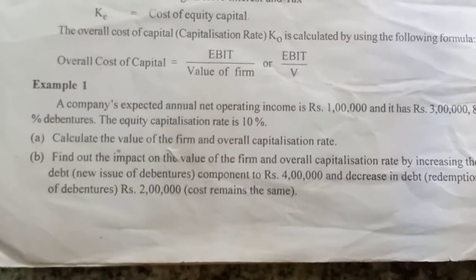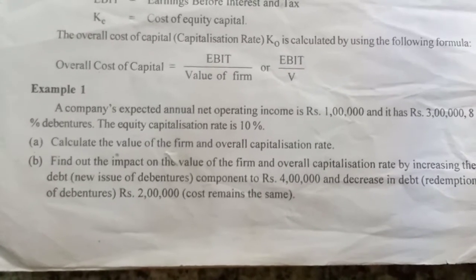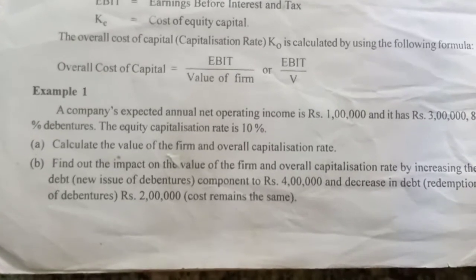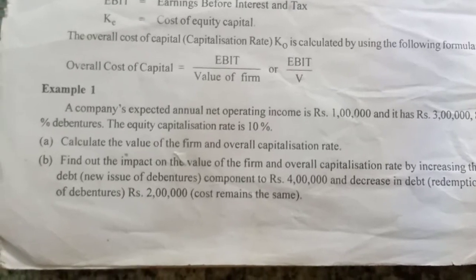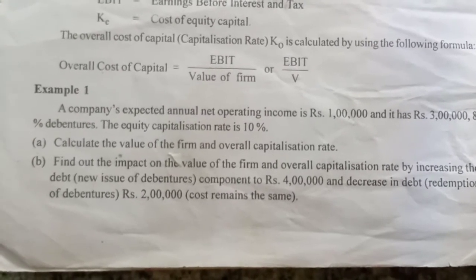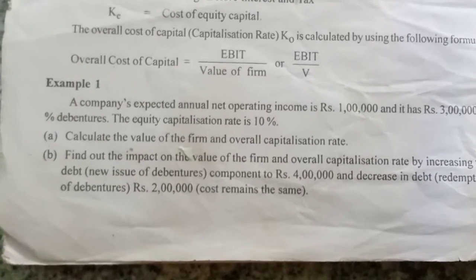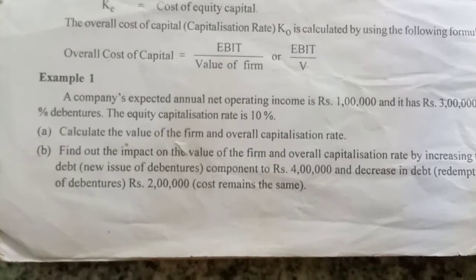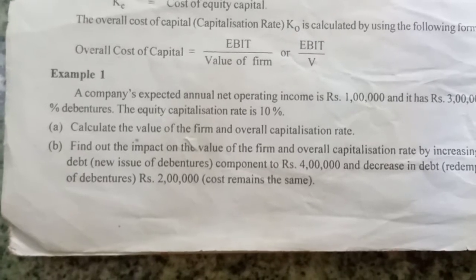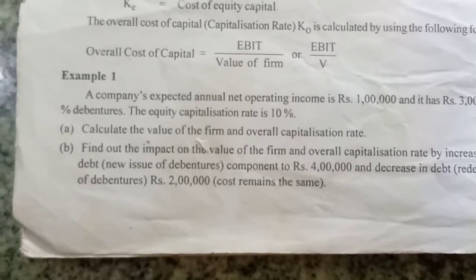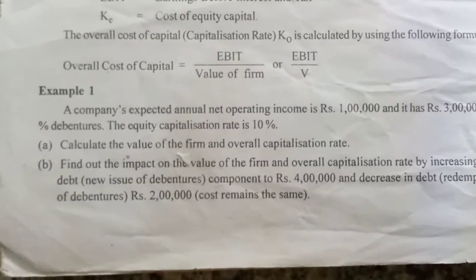What is EBIT? 1 lakh rupees. I is the interest. How can we calculate interest? 8% of 3 lakh. Debentures carry 8% interest, total amount rupees 3 lakh. 3 lakh into 8% is equal to 24,000. Yes, EBIT minus I divided by K, and K is given as 10%. And we can calculate the value of the firm and overall capitalization rate. Overall capitalization rate KO is equal to EBIT divided by V into 100. EBIT is given in the question.